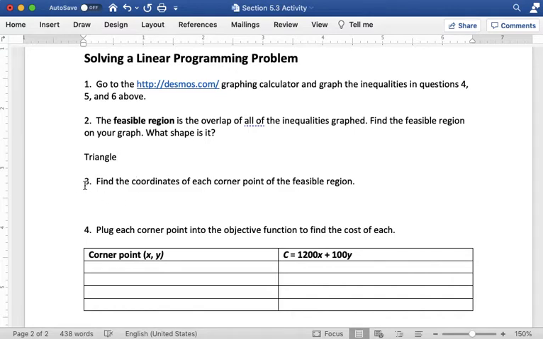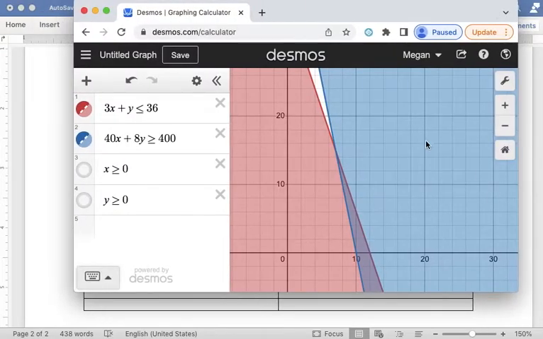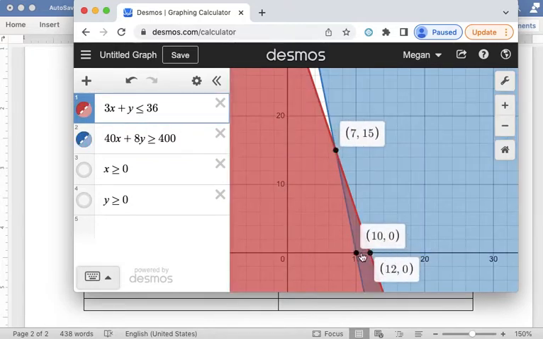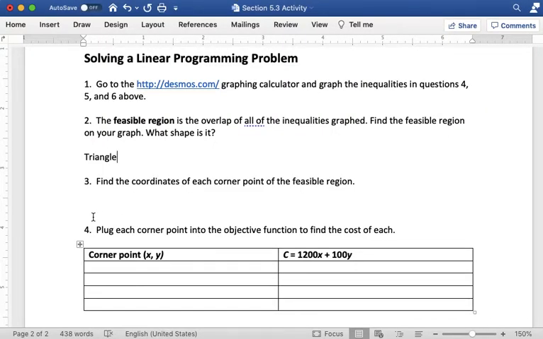And then question 3 says to find the coordinates of each corner point of the feasible region. So since this is a triangle, it's going to have 3 corner points. If it was a 4-sided feasible region, then I would be looking at 4 points. But this feasible region is going to have 3. And as usual, I can find the coordinates by clicking on the Desmos graph and clicking on the gray points. So I see that there's the 3 points (10, 0), (7, 15), and (12, 0). Those are the coordinates of those 3 points. So I will type those in here.